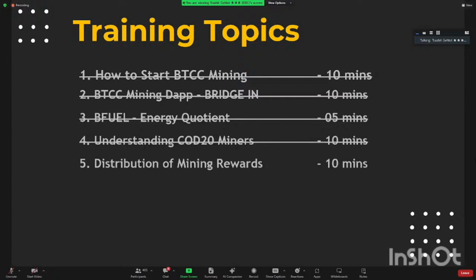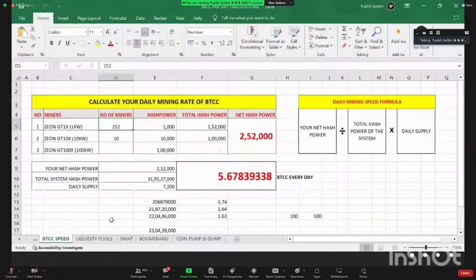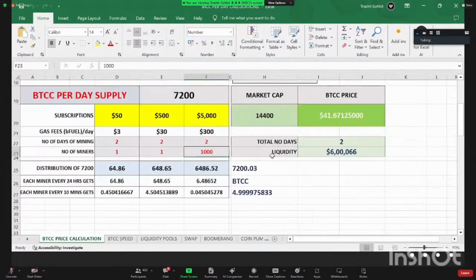Now the distribution of mining rewards. This is very important because you need to understand how the rewards are distributed, the hash power and the claims from the daily supply. So let me take you again to the Excel sheet. We have this classic example over here in the Excel sheet. I'll help you understand how you claim from your daily supply.